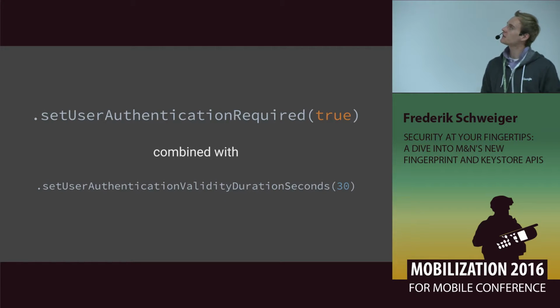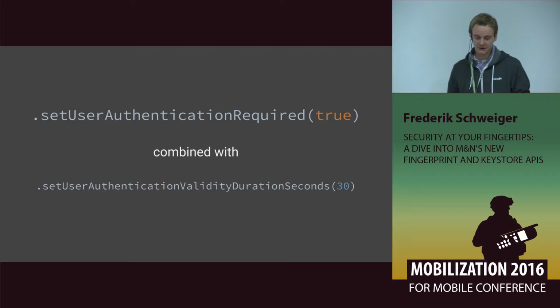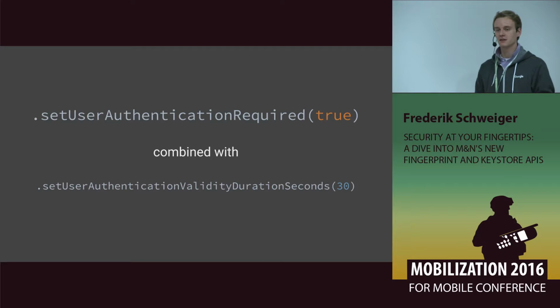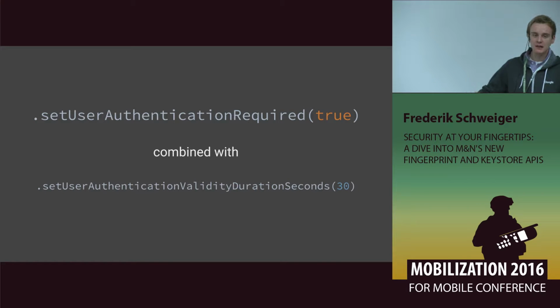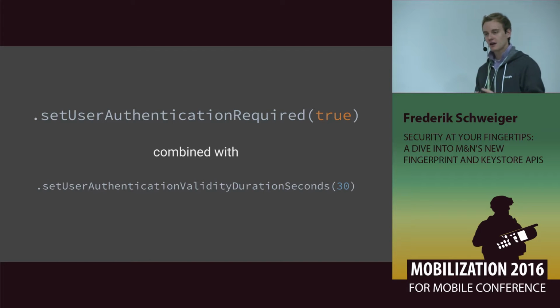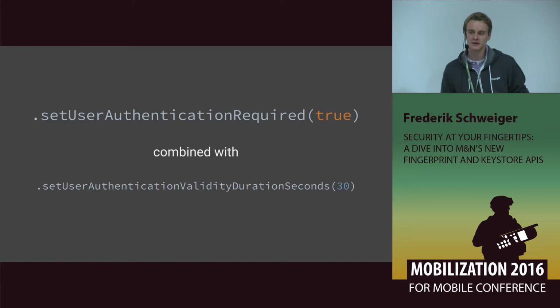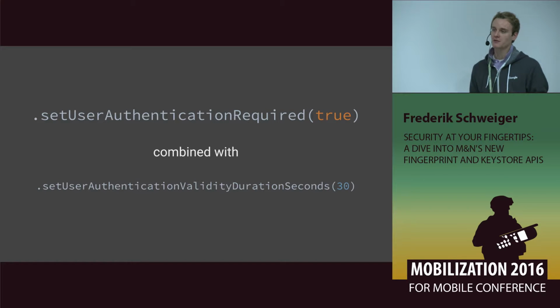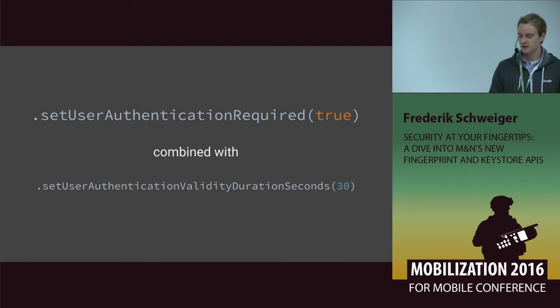This is setUserAuthenticationRequired to true, and setUserAuthenticationValidityDurationSeconds to 30 seconds or something more or less. And this is pretty cool because the Keystore provider integrates with the lock screen on your phone. So if you just authenticated and you're going into an app, and the validity duration is 30 seconds, and the user wants to open your app in less than 30 seconds, you can throw the authentication screen away and just display all the information while securing the data, which is pretty cool.